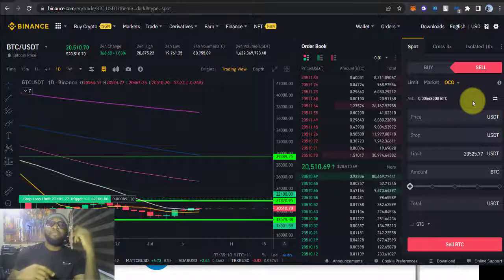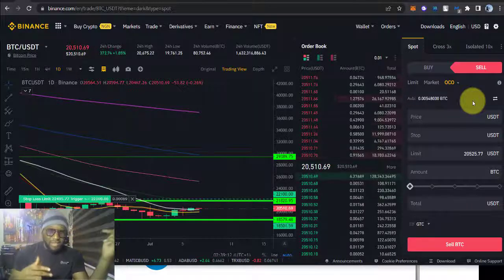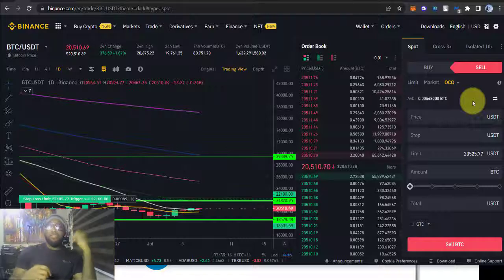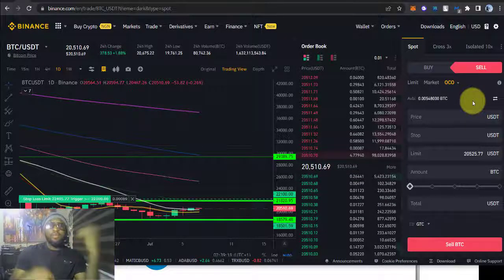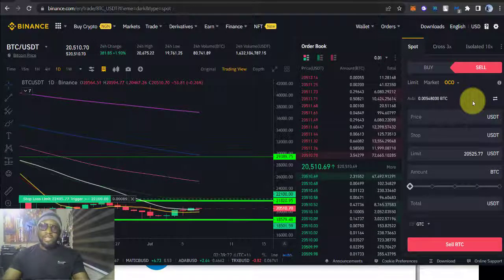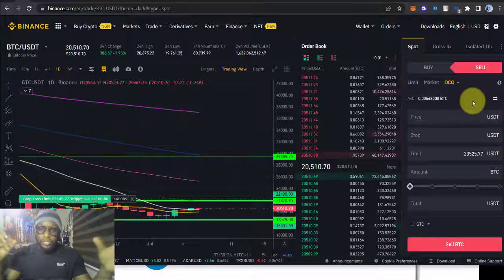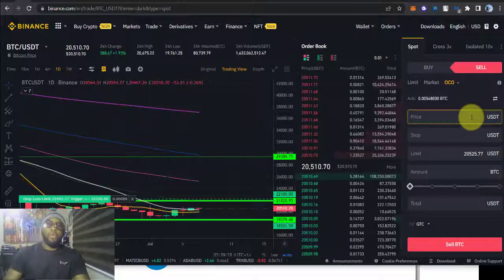So if the price goes and hits your target, the stop loss will get cancelled. But if the price goes on and hits your stop loss, the target will get cancelled. So if the target hits, the stop loss cancels. If the stop loss hits, the target cancels. That's why I call it OCO, order cancels order. Okay, so what is it?